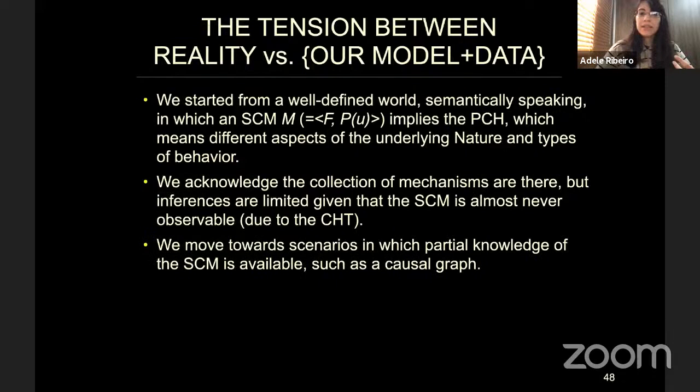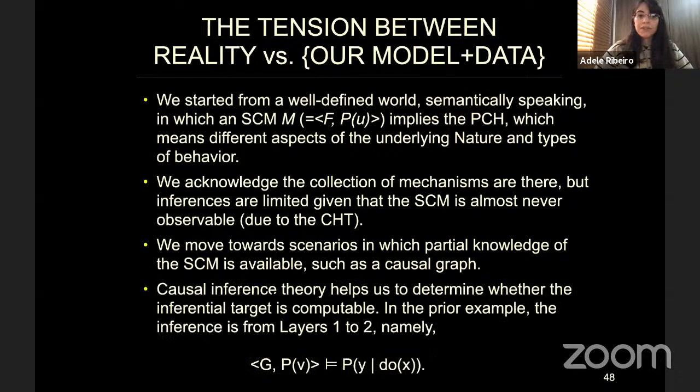So in the causal inference theory, we are moving towards scenarios in which partial knowledge of the SCM is available. That's the causal graph. The causal graph is just a qualitative description of the SCM. It's much easier to get this information than the SCM. And then the causal inference theory helps us to understand whether the inferential target is computable or not. And we saw some examples where we could do cross-layer inference, moving from layer one, where the data lives, to layer two, where we can do interventional reasoning. So we use the G and P(V) here as input to infer something about the interventional distribution. This is what causal inference does from observational data.